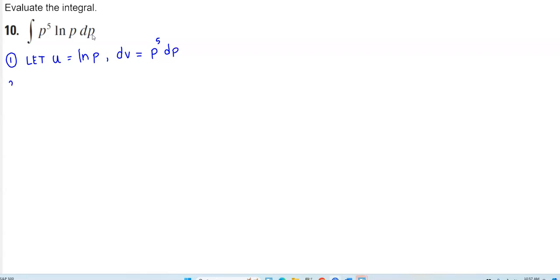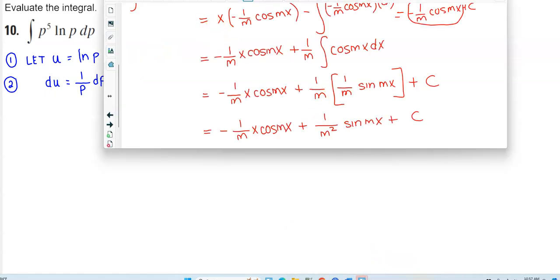So now we're going to take the derivative with respect to p, so du is going to equal 1 over p dp, and we need to find v. Well, v is taking the antiderivative of p to the fifth, so let's go ahead and do that.